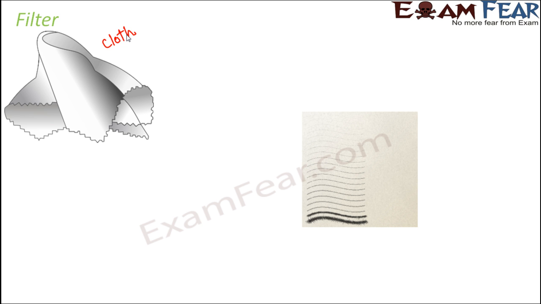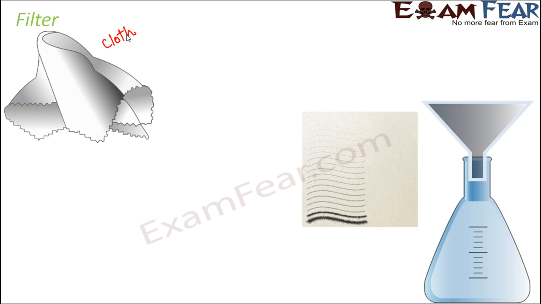We normally make a cone out of this filter paper. So we make a funnel-like structure with the help of this filter paper. You see, you have a beaker and this is a funnel. So what you do is you cut this filter paper, or you fold it in such a way that you can form a cone like this. And then this cone acts as a filter.